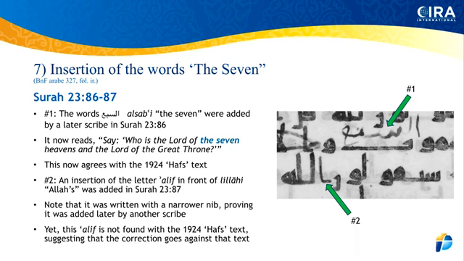That's right. And let's look at number 2. Can you see that there is an aleph in front of lillahi, Allah's? That's right. And we'll show the people right now. This is the alif that we're talking about. Okay, he's just circled it in red. That's in chapter 23, verse 87. That aleph has been added. Note that it is written with a narrower nib, proving it was added later by another scribe. So what's fascinating, yet this aleph is not found with the 1924 Hafs text, suggesting that the correction goes against the text.